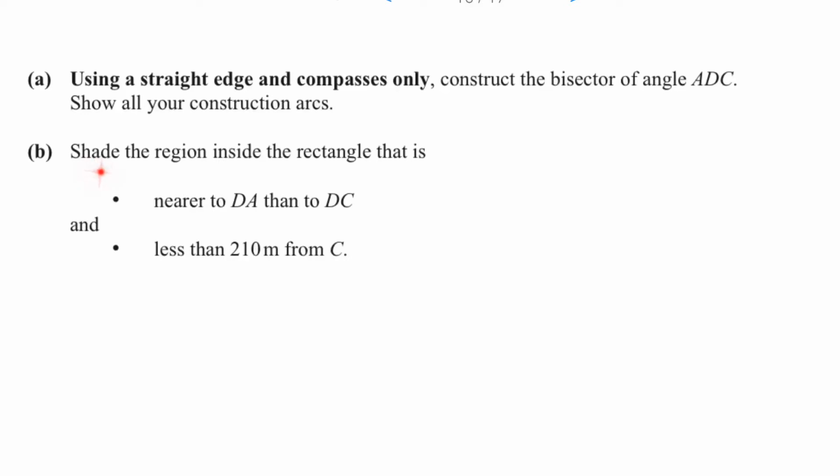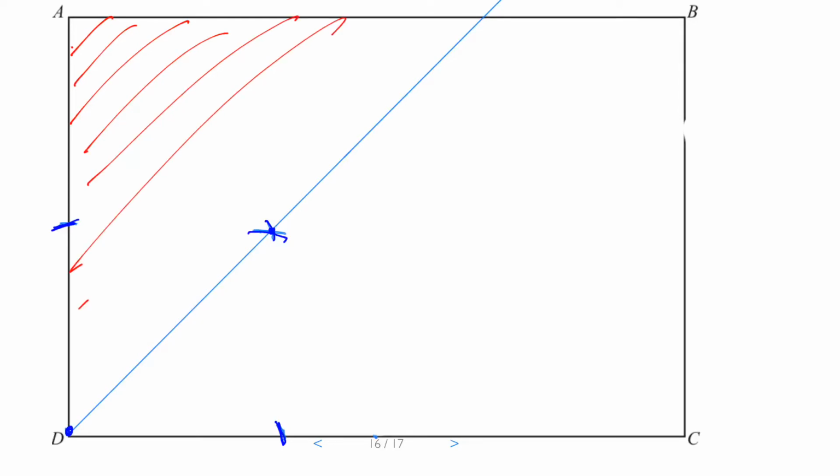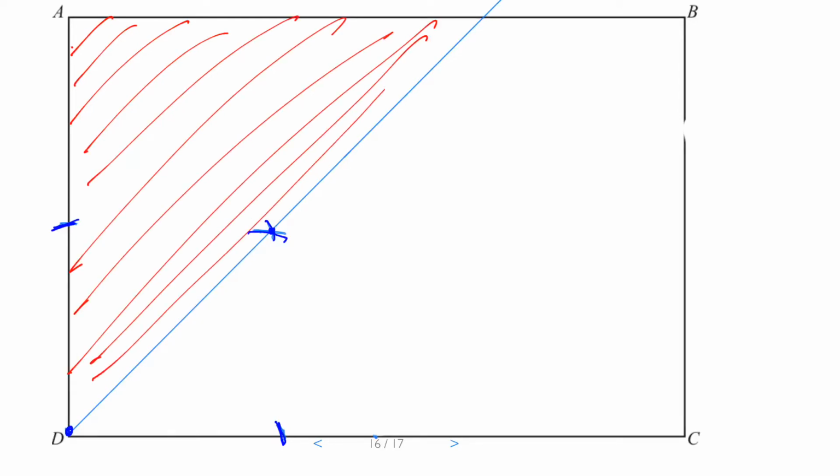Question number B. Shade the region inside the rectangle that is nearer to DA than to DC and less than 210 meters from C. So these are two different parts of the same question. Nearer to DA than to DC. It is this part. So we are going to shade this part. It's going to be here. The other part said it is less than 210 meters from C.